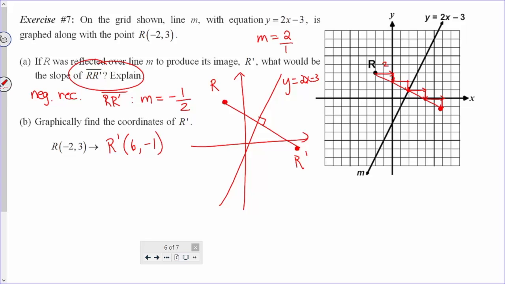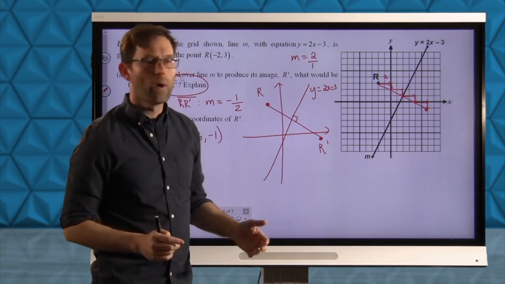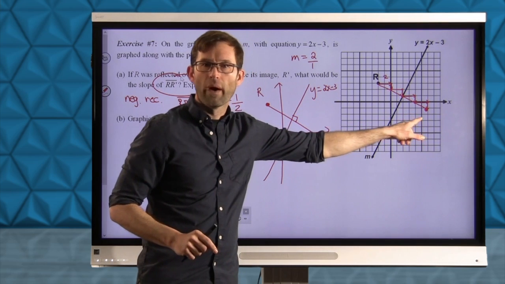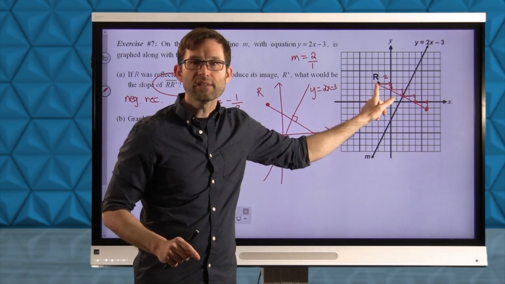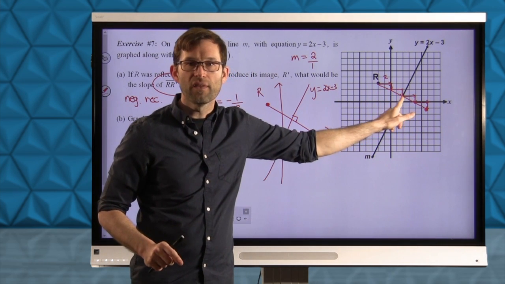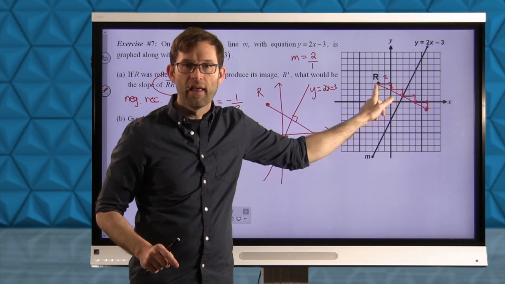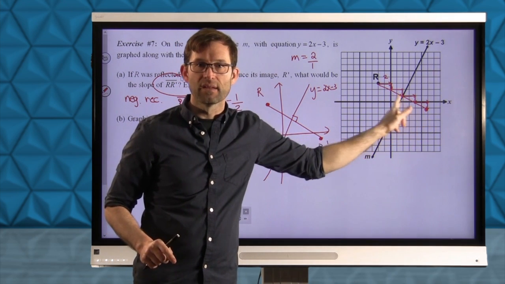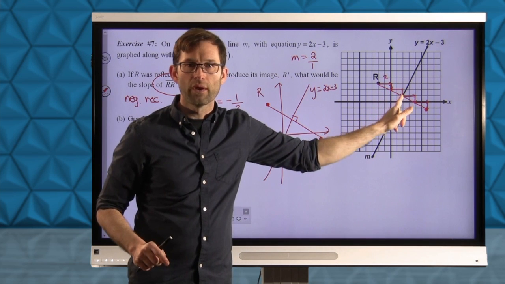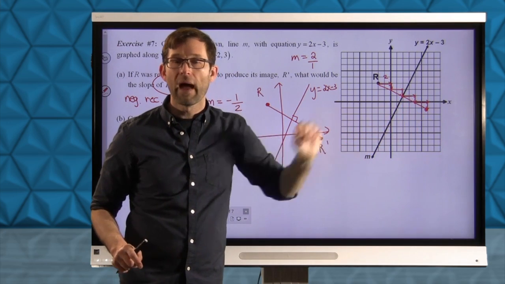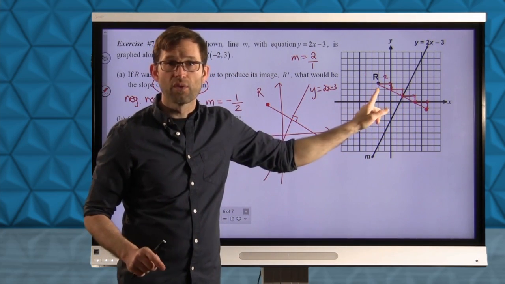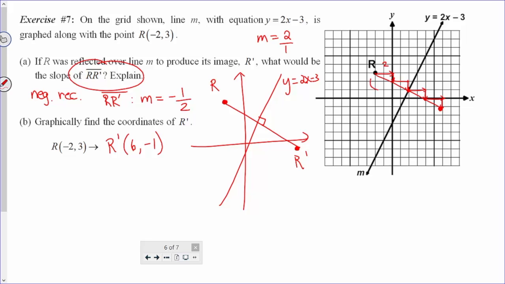Now, you might ask, why would it be at 6, negative 1? Why did I just come out of here twice, with that run of 2 and drop of 1, run of 2, drop of 1? That's because that's how many it took to get to the intersection with that line. That distance has to be the same as that distance. So you just reproduce what you did to come in. If it had taken me 3 of these to get here, then I would have gone 3 of them out. But it only took me 2. So this distance ends up being the same as this distance. We get that perpendicularity happening.